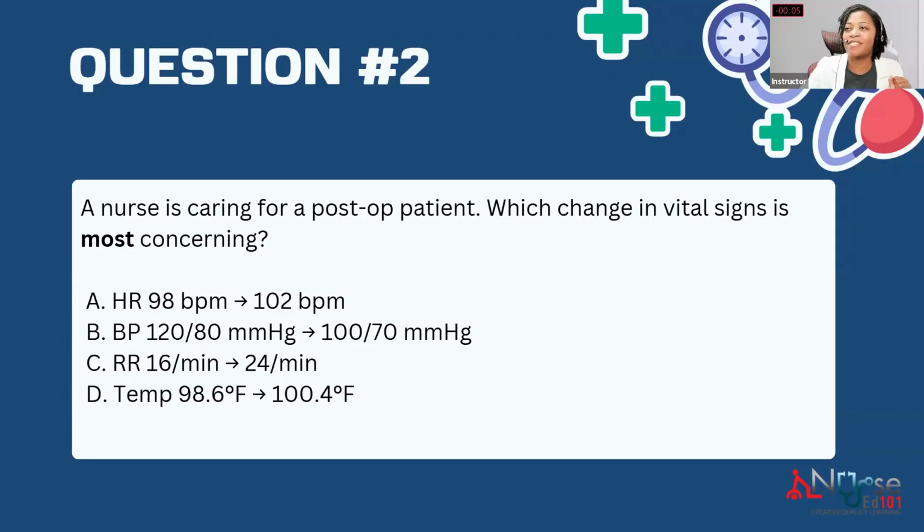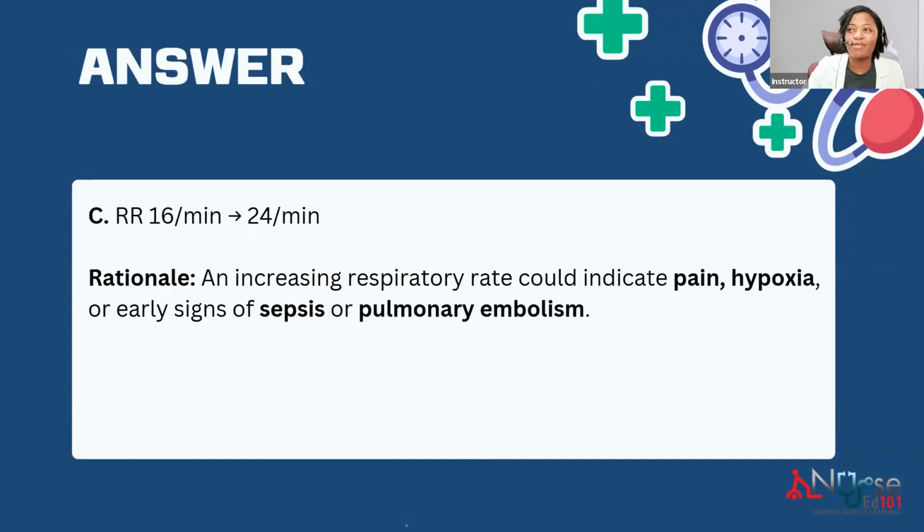The most concerning change in vital signs, in keeping with the strategy of airway and breathing, is the change that happens with those respirations. Moving from 16 to 24, we've got a post-op patient whose respiratory rate is increasing. It could be indicative of multiple things.